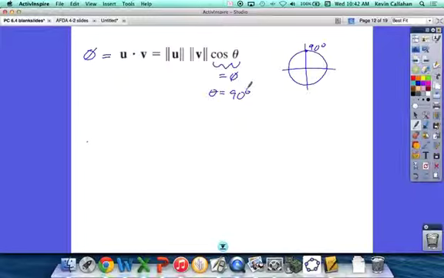Okay, that's how this gets used a lot: to check whether two vectors are perpendicular to each other. Sorry, I'll use that word for now. To see whether they meet at 90 degrees, the check is: does the dot product equal 0? Pretty easy check.